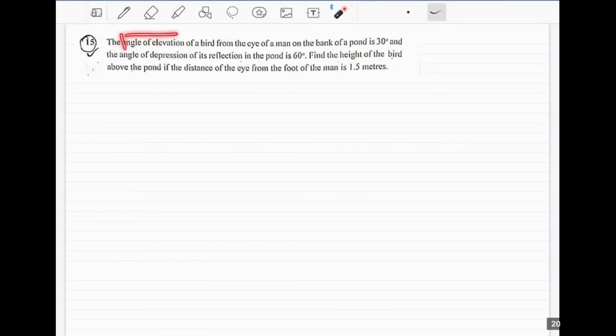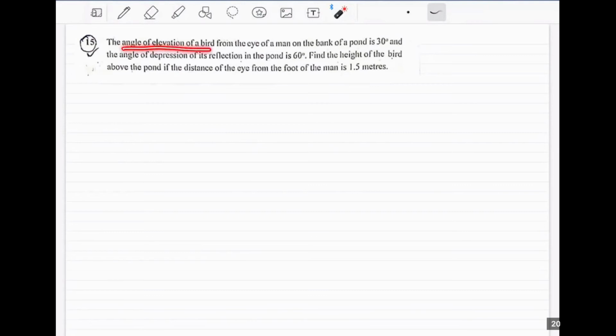Okay. When you see angle of elevation, the thing that you should remember is we are always looking angle of elevation of a bird from the eye of a man on the bank of a pond is 30 degrees. And the angle of depression of its reflection in the pond is 60 degrees. Find the height of the bird above the pond if the distance of the eye from the foot of the man is 1.5. Let me explain it part by part.